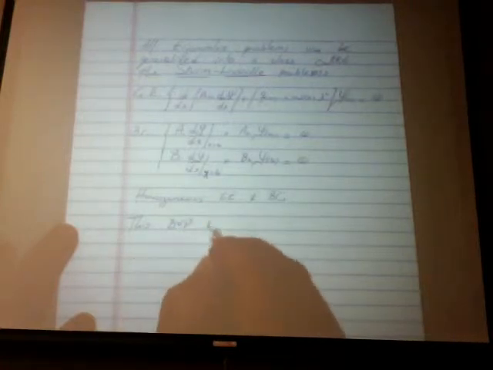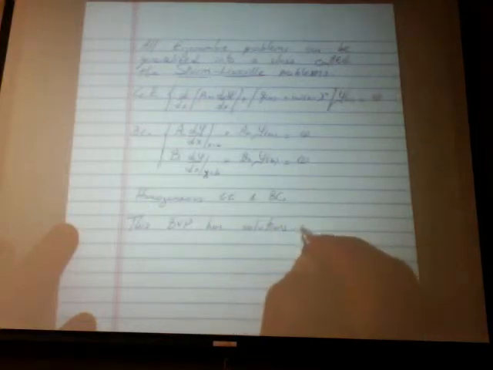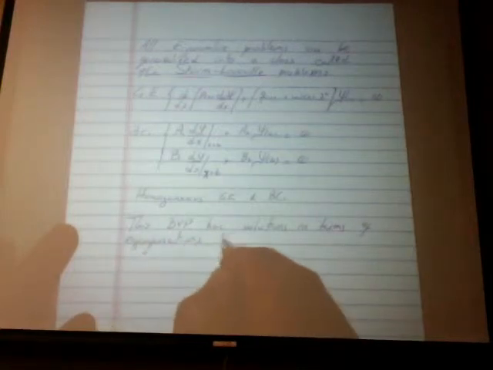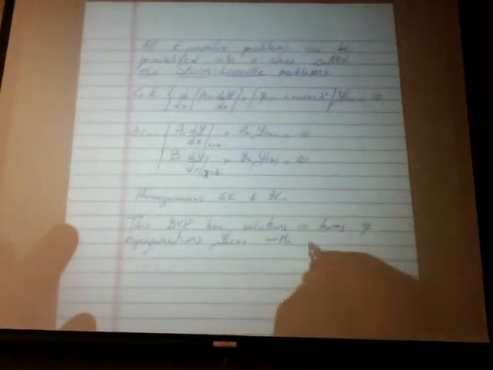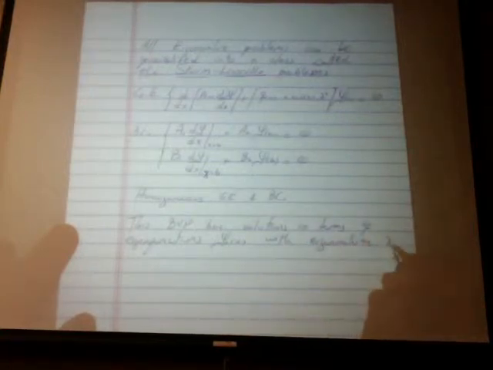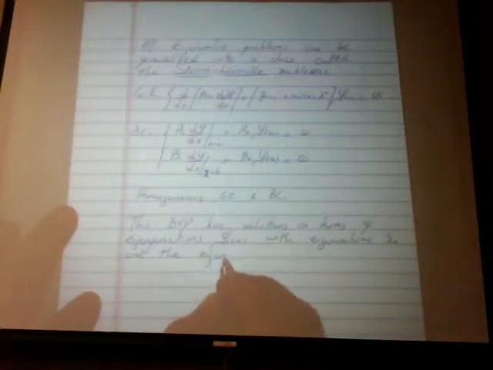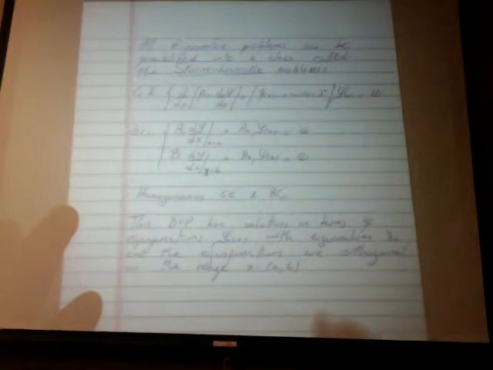So if we can express a boundary value problem this way and identify the function p, identify the function q, identify the function w, this BVP has solutions in terms of eigenfunctions psi n of x with eigenvalues lambda n's, and the eigenfunctions are orthogonal on the range A to B with respect to this function w of x.